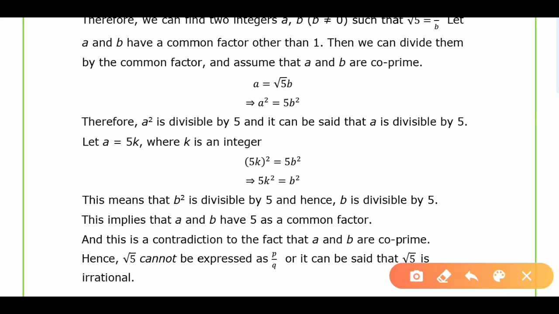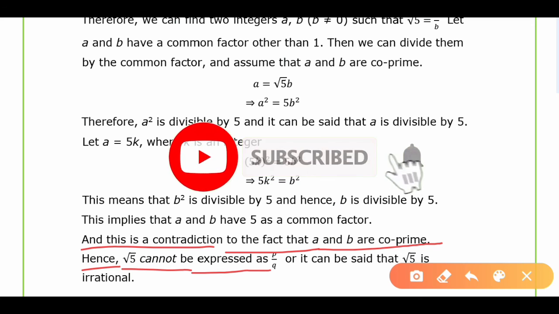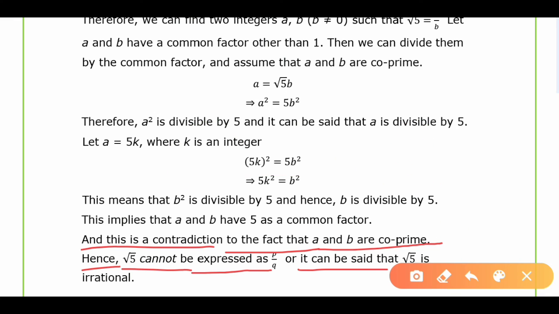Now this means that b square is divisible by 5, and hence b is divisible by 5. This implies that a and b have 5 as a common factor, and this contradicts the fact that a and b are co-prime. Hence root 5 cannot be expressed as p upon q, or it can be said that root 5 is an irrational number.